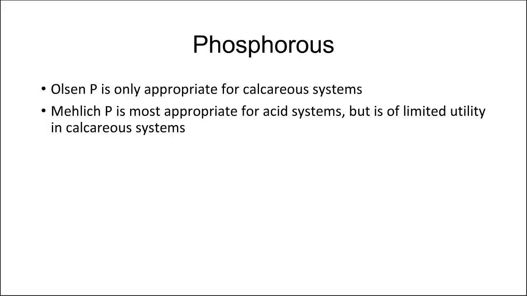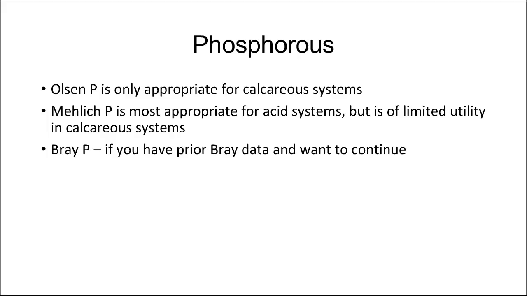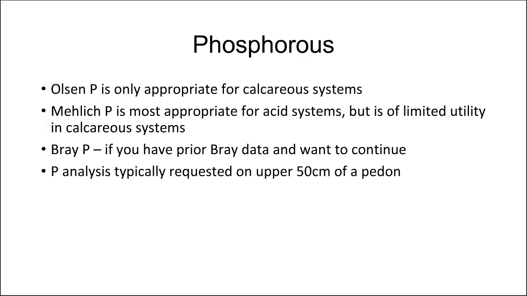If I know nothing else about the layer, I'll request Mehlich on it. It'll give you some kind of information under the broadest range of any of these tests. Bray phosphorus, if you have prior Bray data and want to continue, request it. Otherwise, it's an older method and it is less forgiving of conditions outside of those it was developed for. And phosphorus analysis is typically requested on the upper 50 centimeters of a pedon.